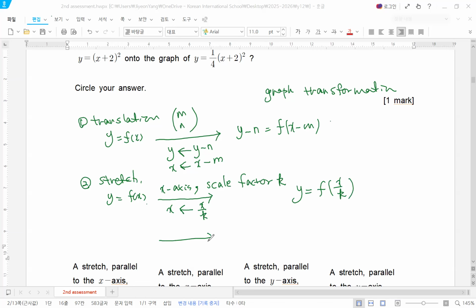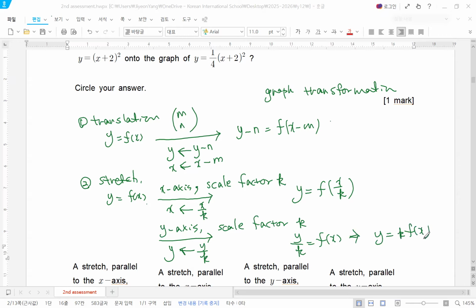If it is stretched parallel to the y-axis with scale factor k, again, same, you should substitute y over k for y. So it means that y over k equals f(x). Therefore, you can simply write it as y equals k f(x). Do you understand, students? Okay.